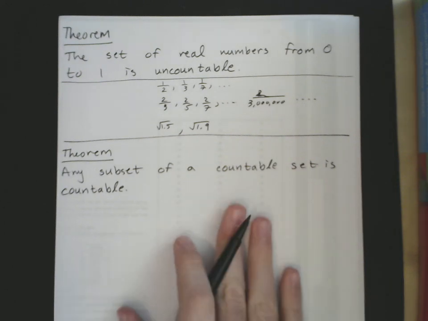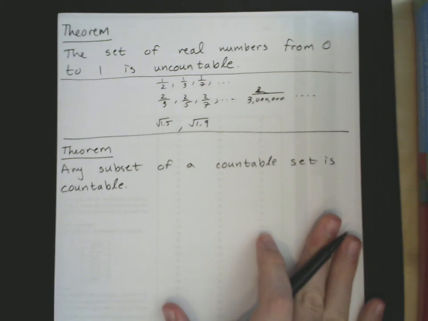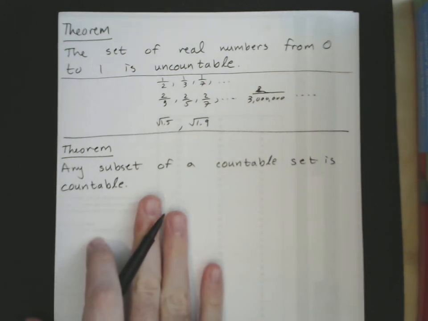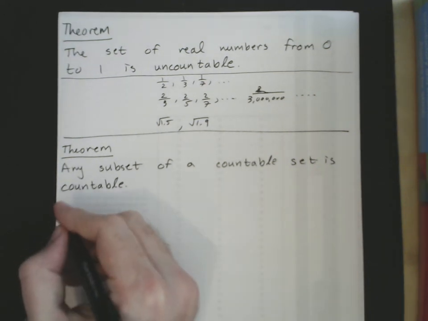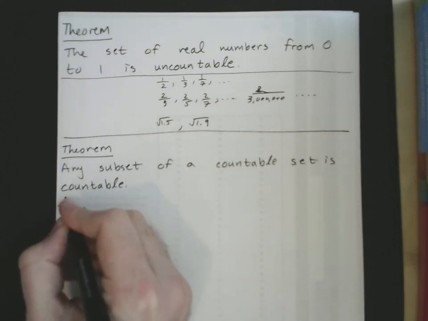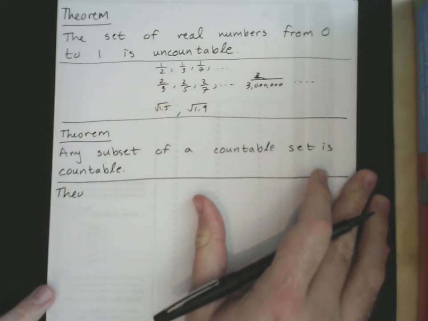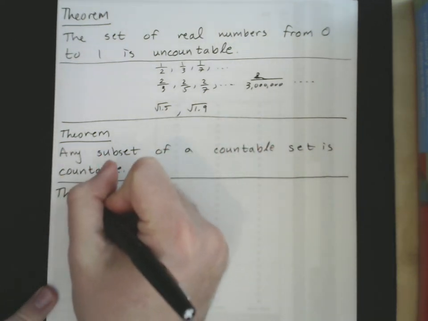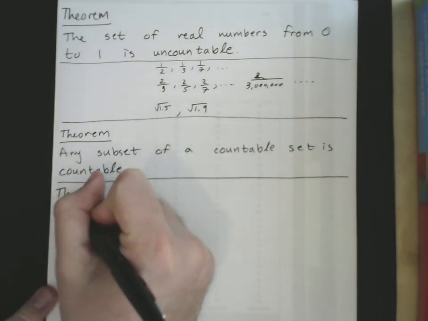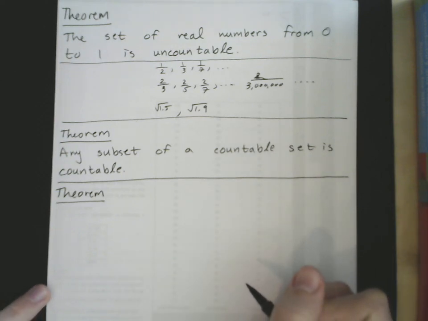Or at least that has the same cardinality, and since the integers are countable, that means that the even integers are also countable. So that's one big thing. If you can show that the big set is countable, like the integers or rationals, then if you take subsets of those, you still have countable sets.